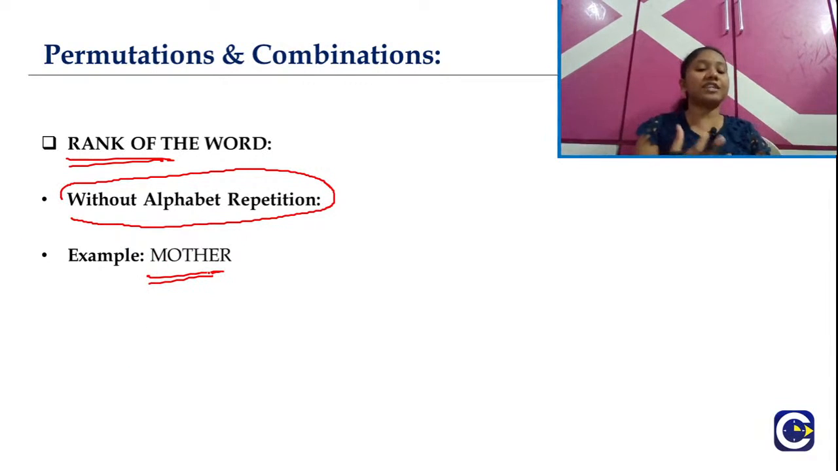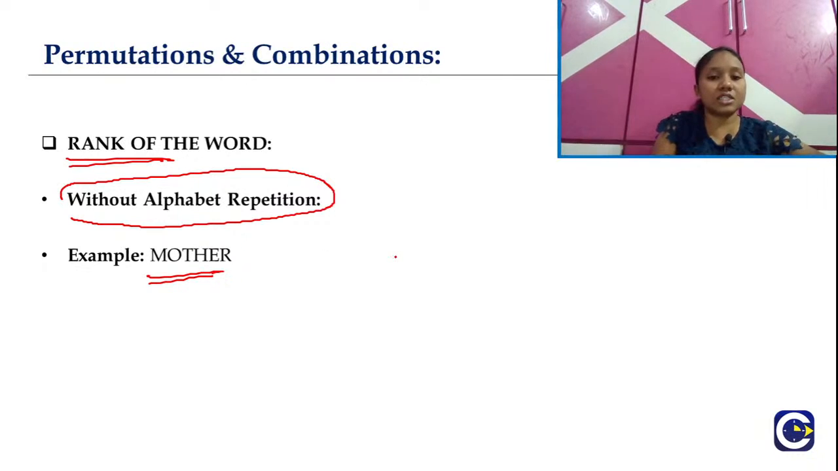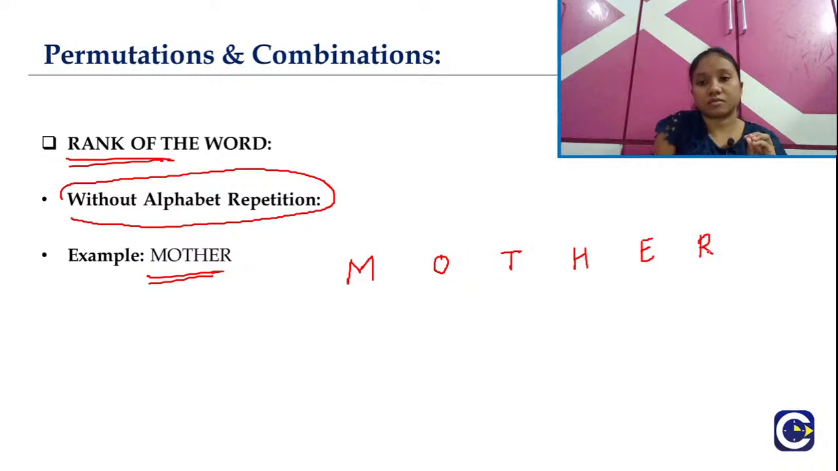I'll demonstrate the shortcut in order to find the rank of this word MOTHER according to the dictionary. The first and foremost thing is, let's write down the word MOTHER here. So this is the word MOTHER. Now the first thing we have to do to find the rank is number each of the letters in the word MOTHER according to the alphabetical order.